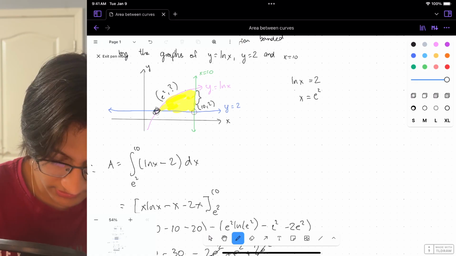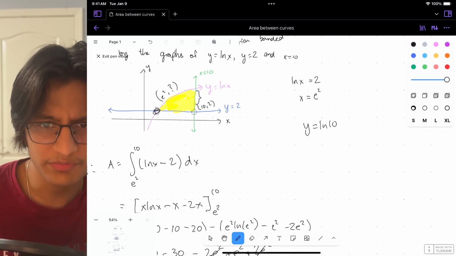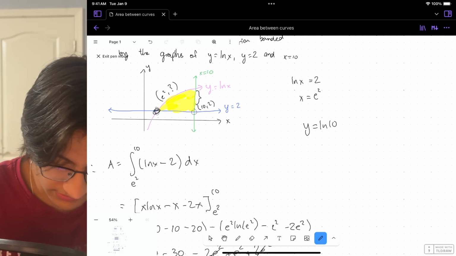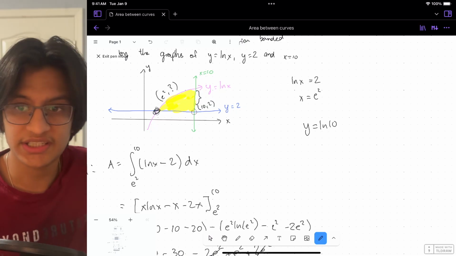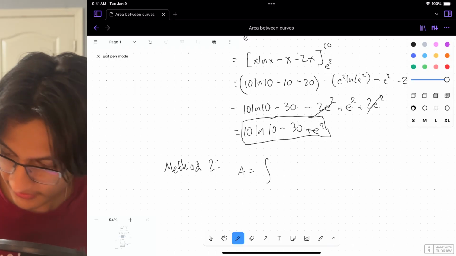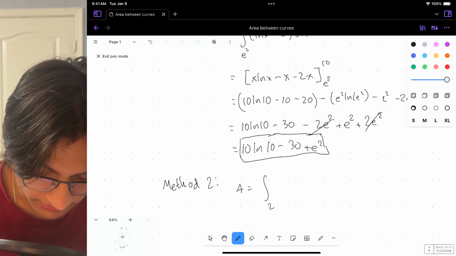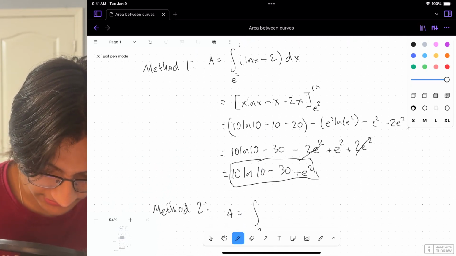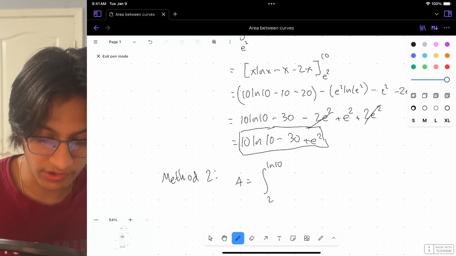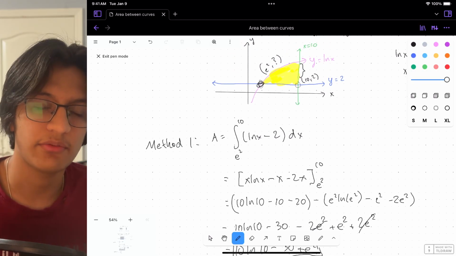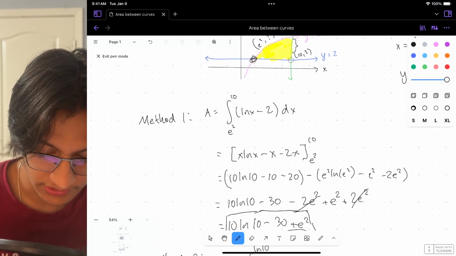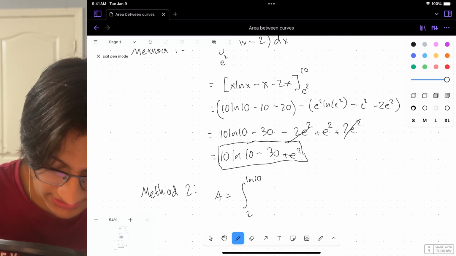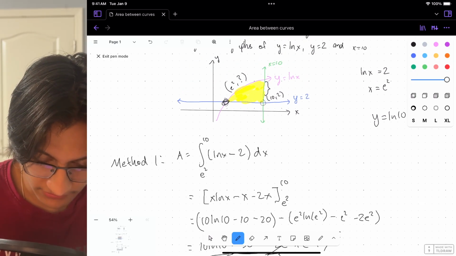So that intersection point is going to be y equals ln of 10. I hope that makes sense, because this place right here is just going to be where y equals ln x and x equals 10 intersect. So if you have a system of equations, you're just going to plug that right in. So the bound of this new integral is going to become from 2, because that's the bottom part, y equals 2 to y equals ln of 10. And remember from before, if you're doing horizontal rectangles, it's right function minus left function. The right function in this case is the line x equals 10. So we're just going to say that 10 minus this function y equals ln x.